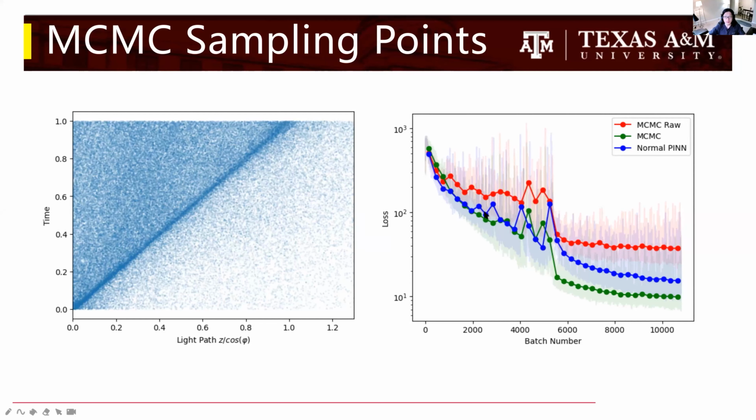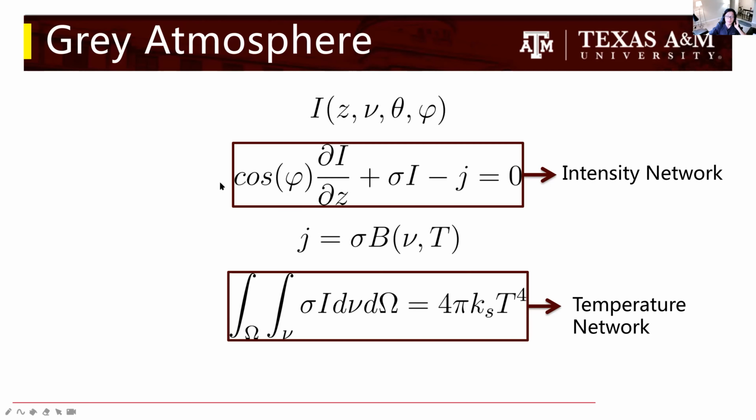In our second problem, we try to solve the gray atmosphere problem. In this problem, we calculate a time-independent radiative transfer field, with the intensity I here, but we introduce one more input parameter called frequency, which is nu here. And the radiative transfer equation is written in this form.